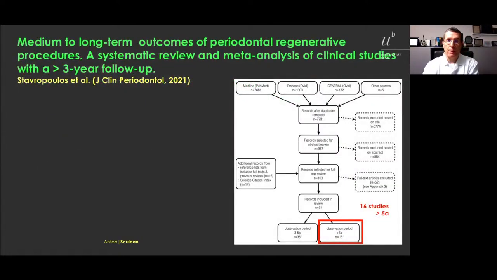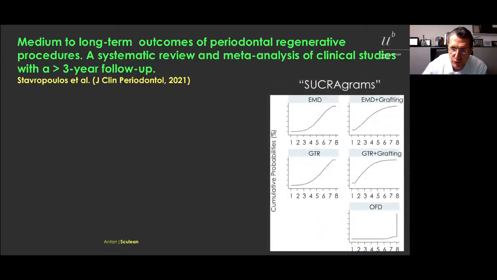And this is our latest publication together with Professor Stavropoulos, where we analyzed the entire literature. You see, it was published now in January. And we looked at the literature, we evaluated long-term results, and we were able to include quite a high number of studies. You see more than 16 studies with a longer follow-up than 5 years.